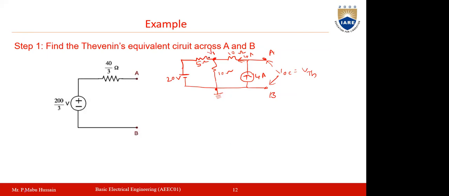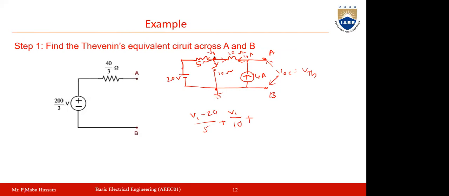Now I'm considering all the currents are flowing out of this node. So according to nodal analysis, V1 minus 20 by 5 plus V1 by 10.